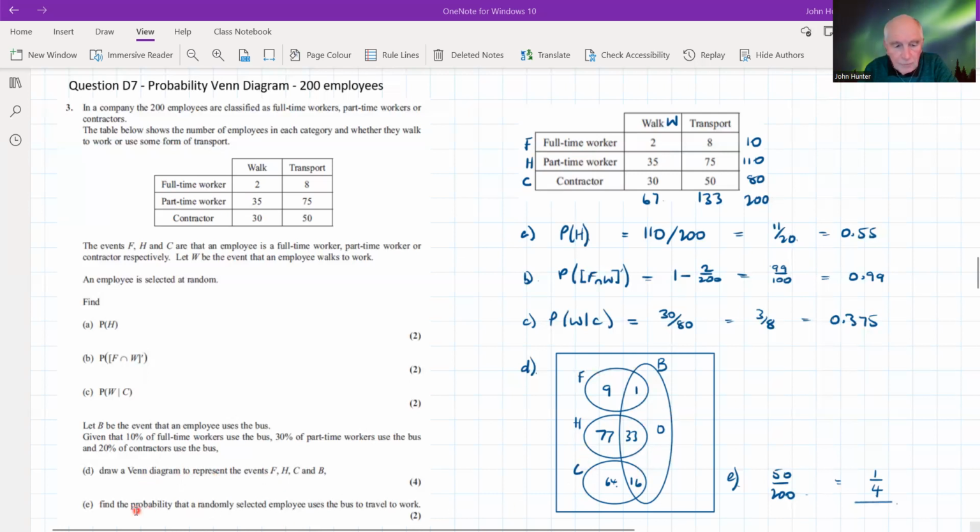That's part D. And then find the probability that a randomly selected employee uses the bus to travel to work. Okay, so basically that is given by the count within this B ellipse out of the total of 200. And if we add these up, that comes to 50. So that's 50 out of 200, which is equal to 1/4. So the probability that a randomly selected employee uses the bus to travel to work is 1/4. Okay, so that's it. Hope that's useful, and thank you for listening.